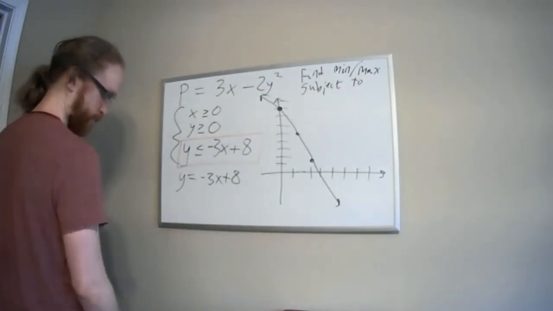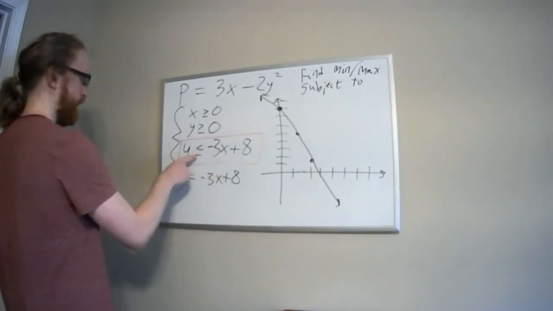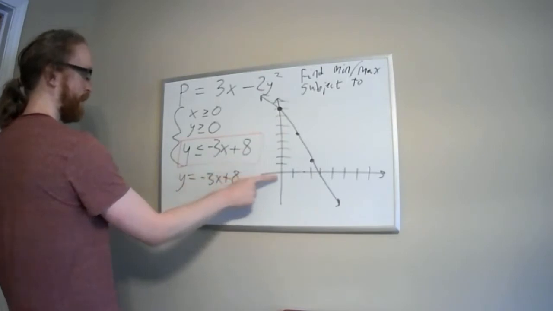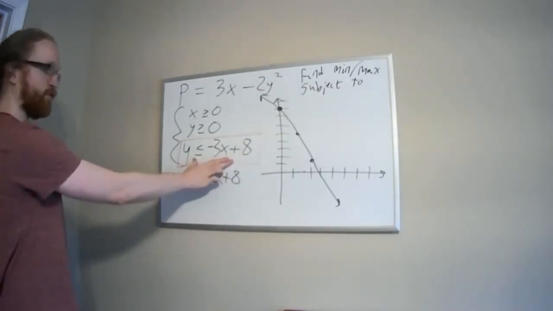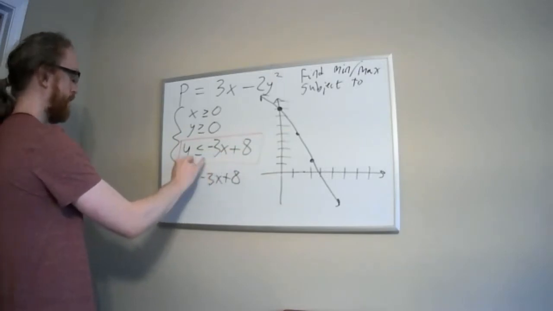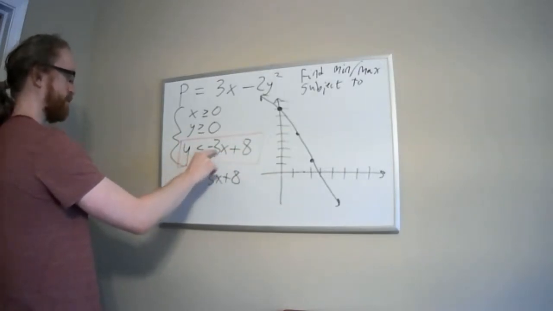So where am I going to shade with respect to this? If I choose any point not on the line and test it, maybe 0, 0. Let's plug in 0, 0 into this inequality and see if that's true or false, because 0, 0 is down here, not on the line. If I plug in 0, 0, I get 0 is less than or equal to 8.